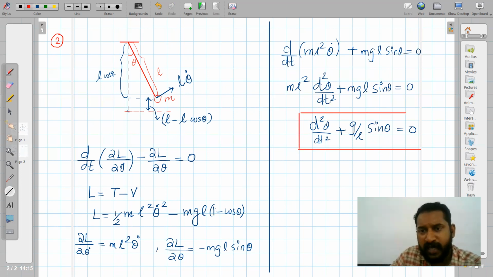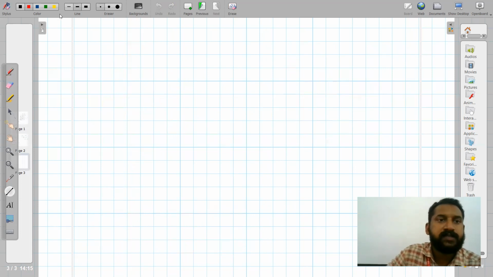But this approach is entirely different. No need to worry about the forces. No need to know the resolution of vectors. We are dealing with only scalar quantities, energy. Now, what is the third approach?